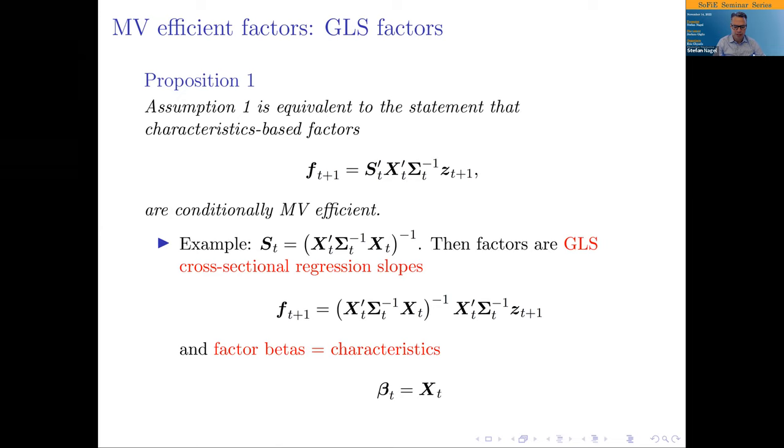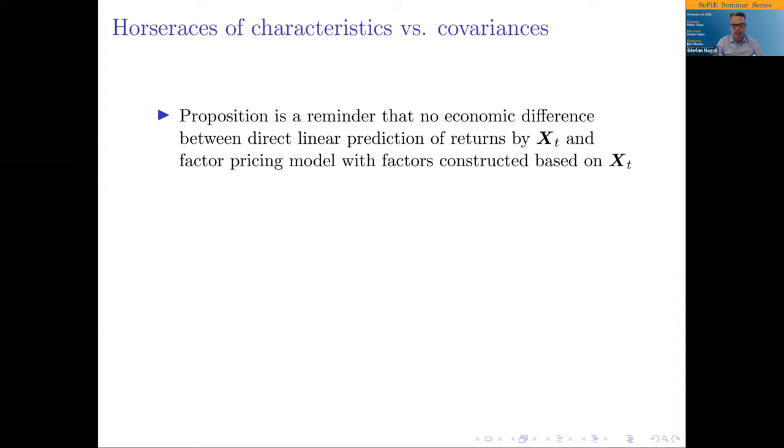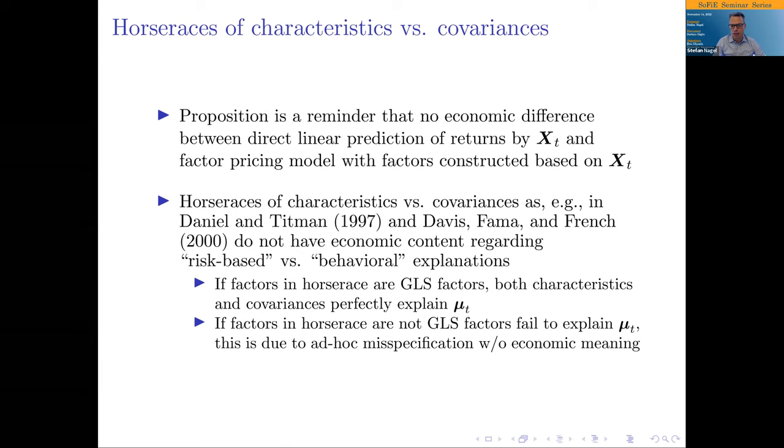This case nicely illustrates that there is no economic difference between regressing returns on some characteristics matrix X with a linear regression, which is what people have called characteristics-based asset pricing, and applying a factor pricing model that has factors constructed based on X. Because we know that we can always construct this GLS factor model, and that perfectly matches these conditional expected returns. So a horse race of characteristics versus covariances isn't economically meaningful and doesn't have economic content. If you use GLS factors, they perfectly explain conditional expected returns, so there's no difference. If you use factors that are not GLS factors, they can fail to explain conditional expected returns. But that's due to an ad hoc misspecification, by not using information from the conditional covariance matrix. So it's not clear that a wedge between these approaches has any economic meaning.